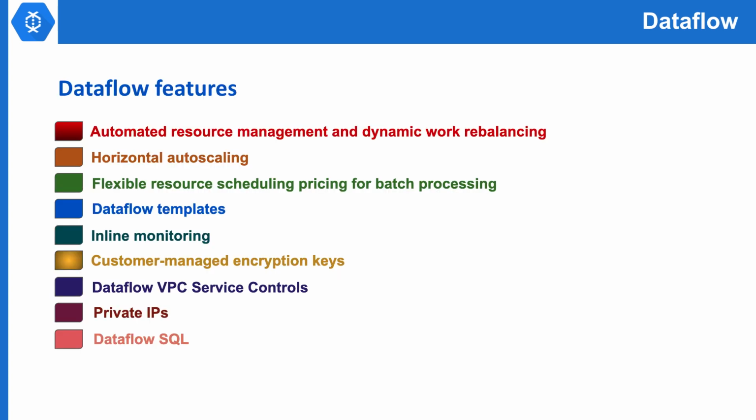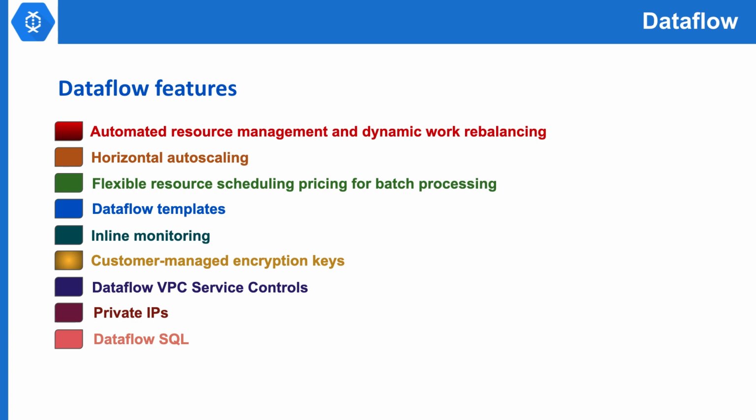First is automated resource management and dynamic work rebalancing. Dataflow automates provisioning and management of processing resources to minimize latency and maximize utilization so that you don't need to spin up the instances. Next is horizontal autoscaling. Worker nodes are horizontally autoscaled according to the throughput. So today, if you are processing a single file and expecting hundreds of files in future, such situations can easily be handled through horizontal autoscaling.